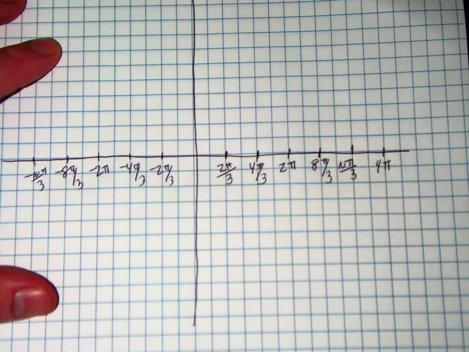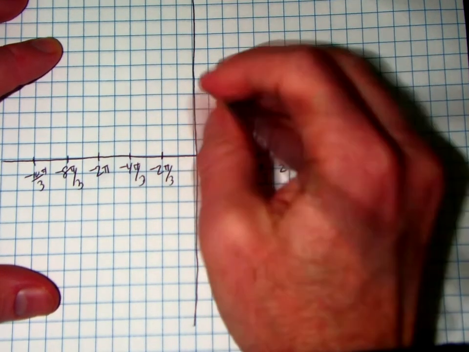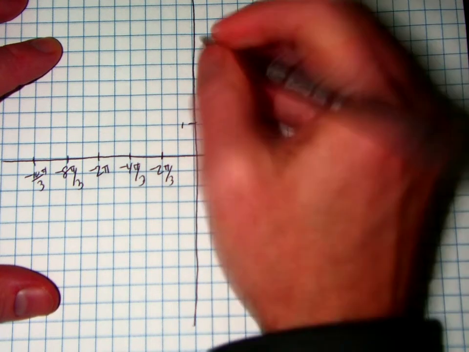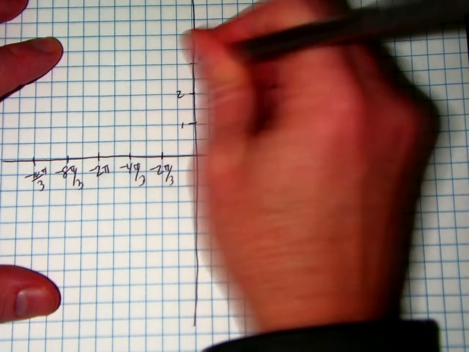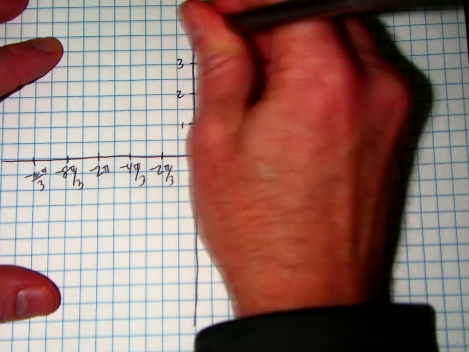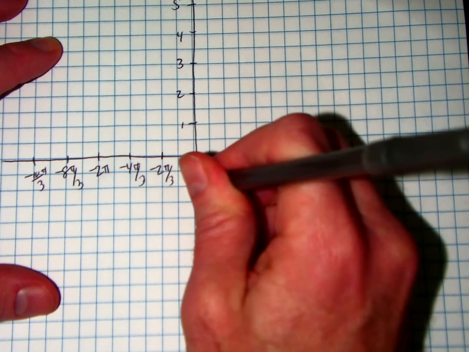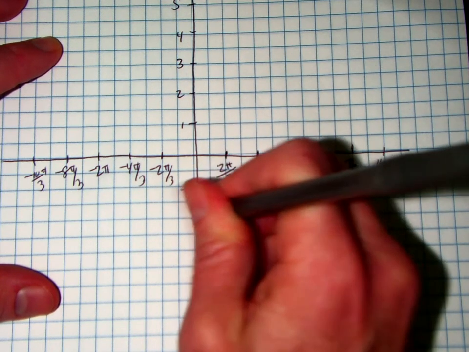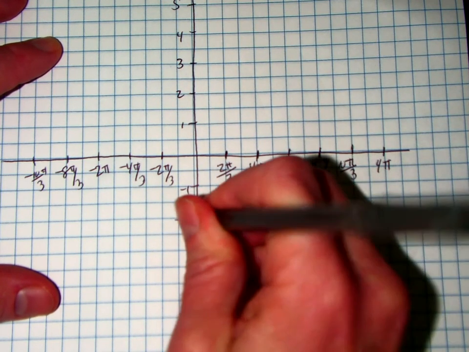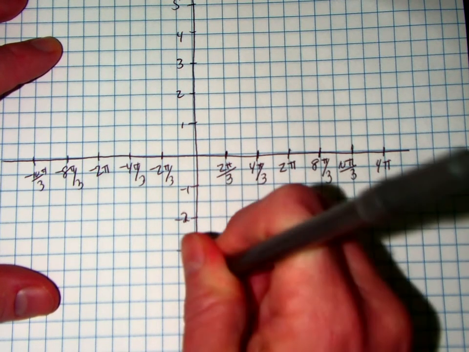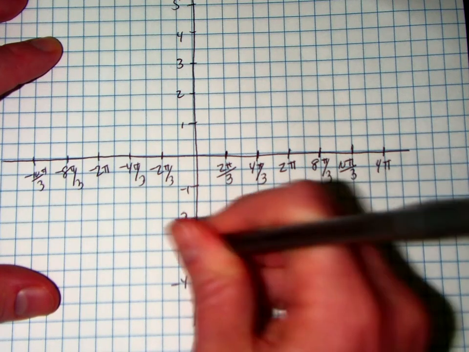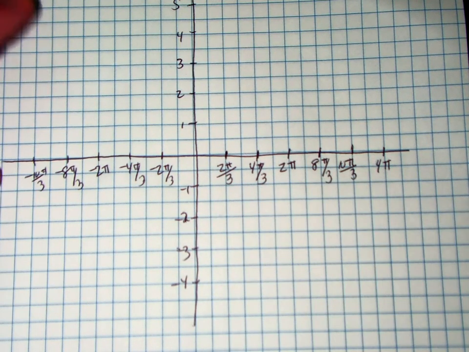So we have that, and then we're also going to do our y-axis. Our y-axis is just simple, just 1, 2, 3 all the time. Unless you have a really strange amplitude, then it might change, but most of the time we can do 1, 2, 3, 4. And now we are ready to go.